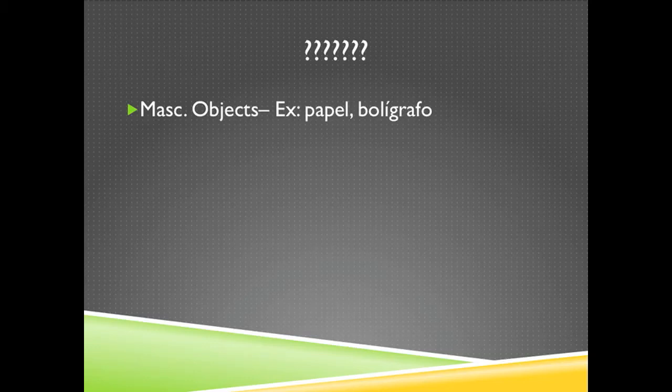Now, when we begin to use nouns that aren't about girlfriends or boyfriends or other people, and we start to talk about the other kinds of nouns, which are places and things, that's when students can get a little bit confused. For instance, look at these examples. Masculine objects. Papel, bolígrafo. One ends in a consonant, and bolígrafo ends in an O. So we can tell that they are considered masculine nouns.